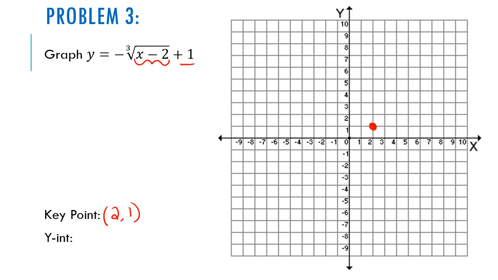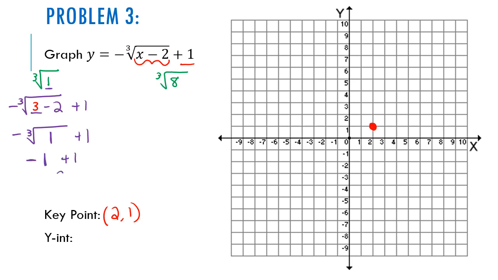Once again, we are going to try to create a cube root of 1 and a cube root of 8 to find our other points. So I have a minus cube root, some number minus 2, and plus 1. So I need to figure out some number minus 2 that would equal a 1. And that would be a 3. So 3 take away 2 is 1. So the cube root of 1 is 1. We have our minus sign. Plus 1 gives us 0. So our coordinate is 3, 0. So 3, 0 will be right here.